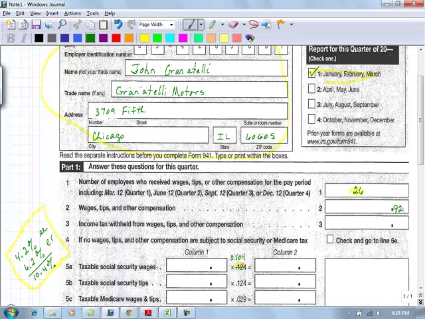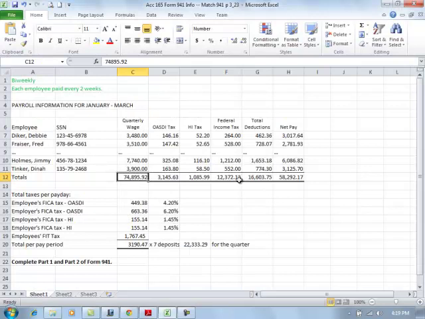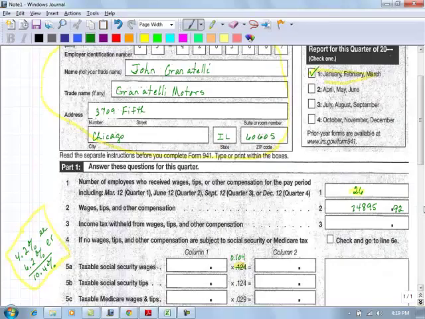The balance of the dollars is 74895. Notice there is no comma in that. The income tax that was withheld is the total that appears on that payroll report. So here's the total for our federal income tax, 12372.13. Keeping in mind that the pennies go to the right of that decimal sign, with the 12372 to the left of the decimal with no comma.